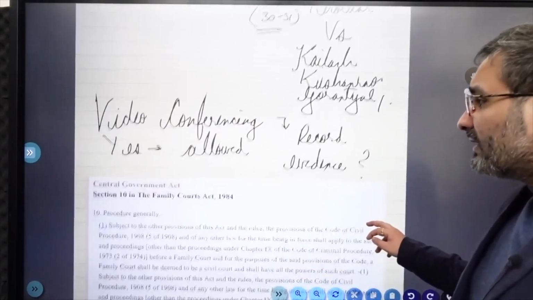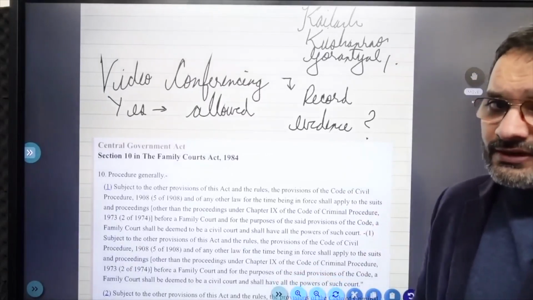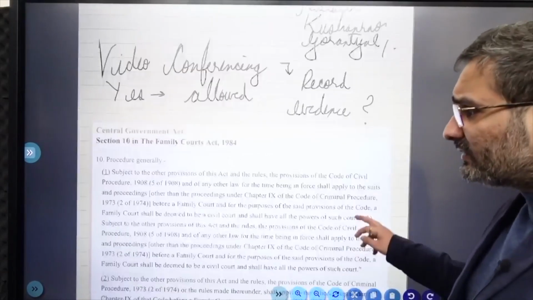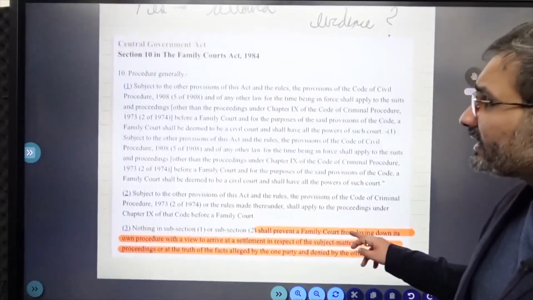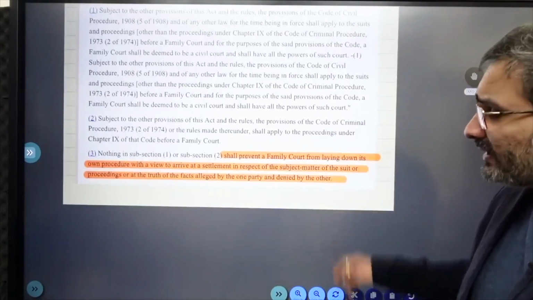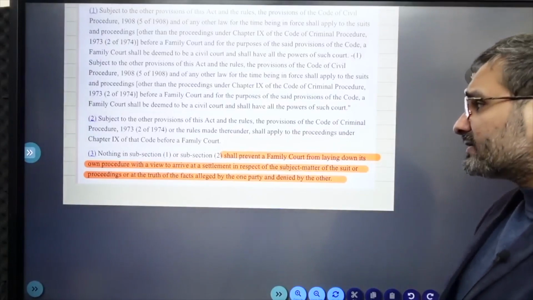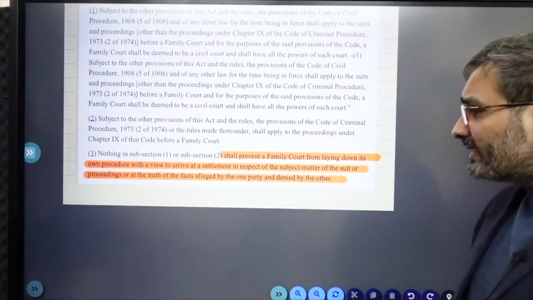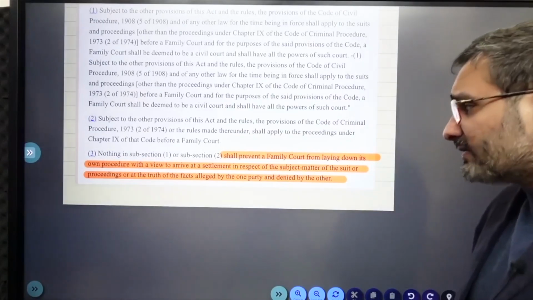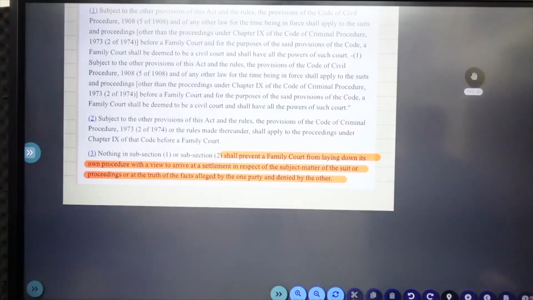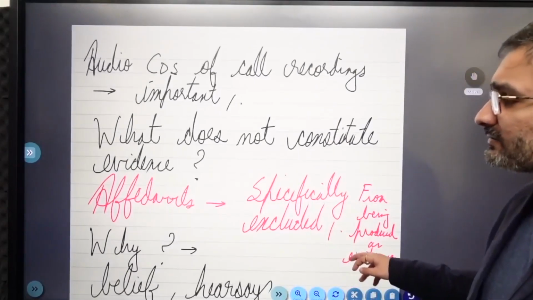और आगे चलते हैं. वीडियो कॉन्फ्रेंसिंग को अगर रिकॉर्ड कर लूँ तो whether that will be evidence, yes it was allowed, ठीक है. और फैमिली कोर्ट के अंदर सेक्शन 10 प्रोसीजर जनरली, जरा subsection 3 देखिएगा. Nothing in subsection 1 or subsection 2 shall prevent a family court from laying down its own procedure with a view to arrive at a settlement in respect of the subject matter of the suit or proceedings or at the truth of the facts alleged by the party and denied by the other. So audio series of call recordings.